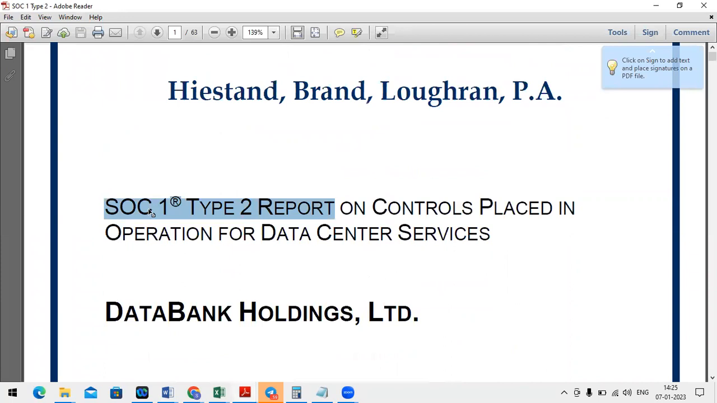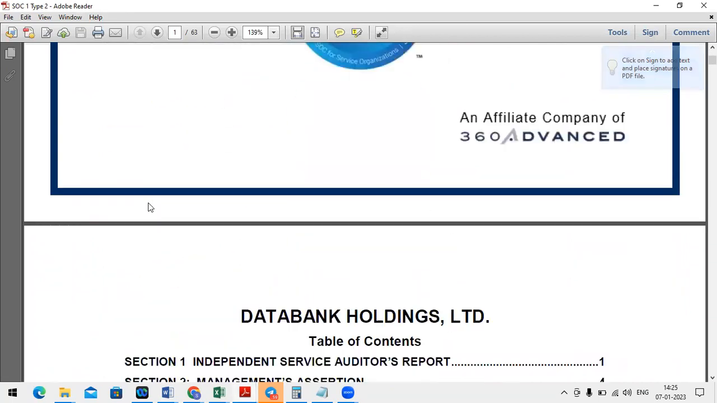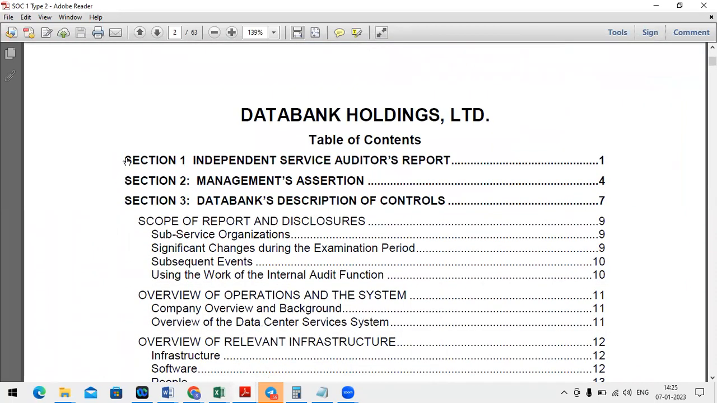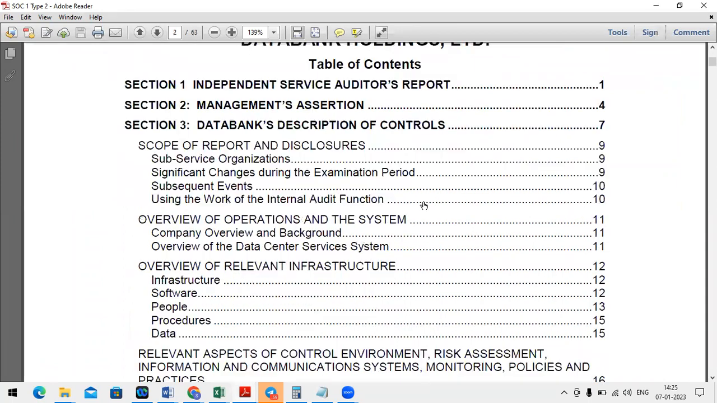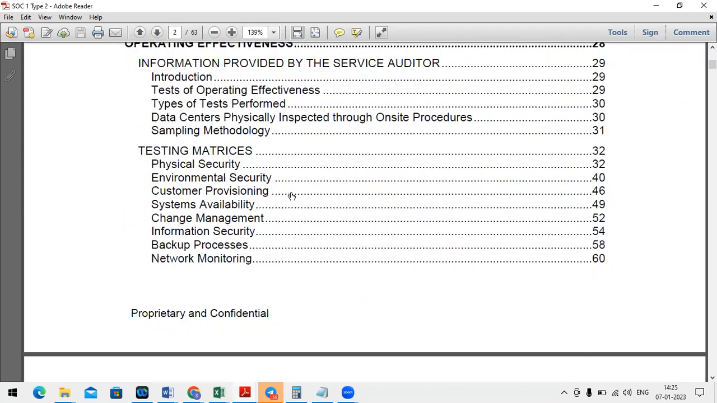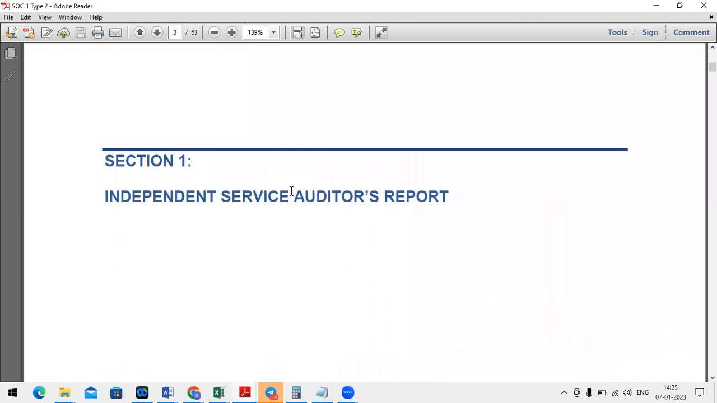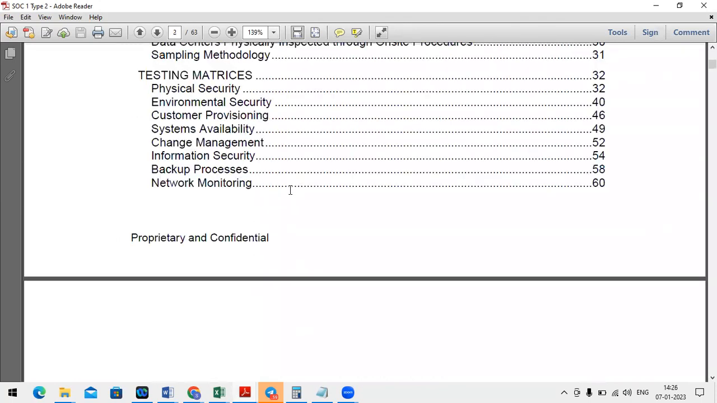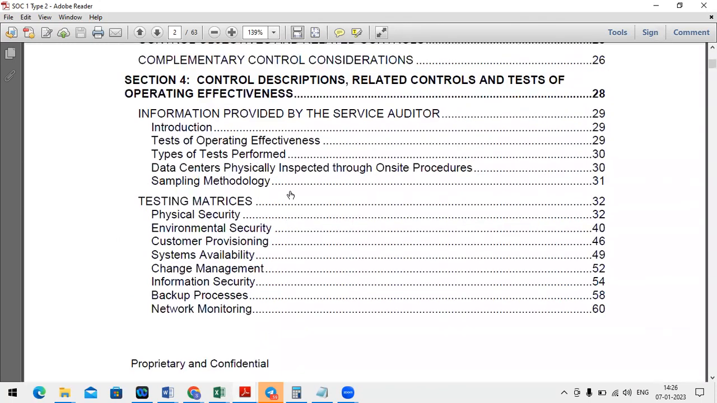So this is a SOC 1 Type 2 report. As I told you, it has 5 sections. The first section covers the independent service auditor report. Second section, management assertion. Third section, description of the controls. Fourth section, control description, related controls, and tests of operating effectiveness. And the fifth section covers other information. If there is no other information, it would be blank.